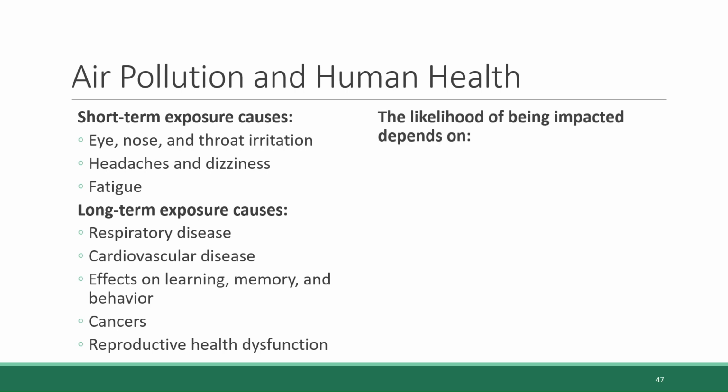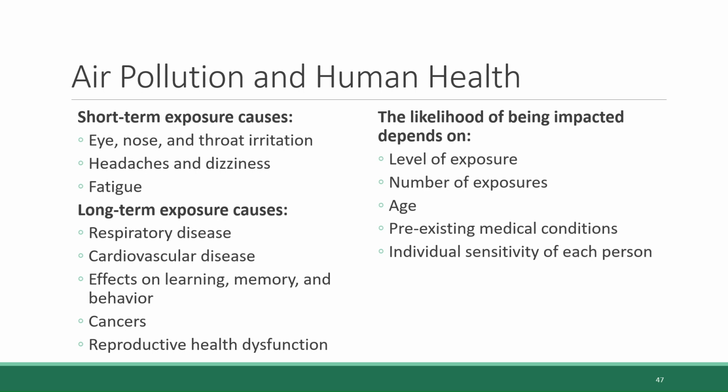Of course, the likelihood of any of these chemical caused health conditions manifesting depends on several factors. It depends on the level of exposure a person experiences, the number or frequency of their exposures, their age, because people who are elderly and also children are both more susceptible, and the presence of pre existing medical conditions and comorbidities that can make a person more susceptible. And then there is also individual sensitivity of each individual person. Just as different people can experience different allergies, they can also experience different levels of sensitivity to various pollutants.